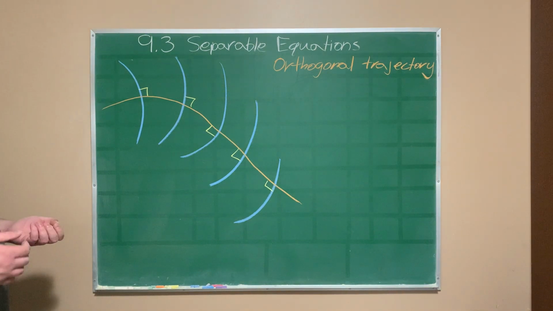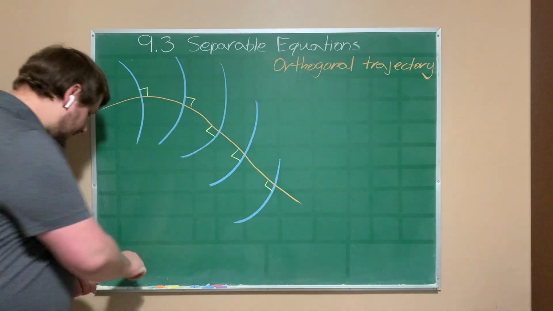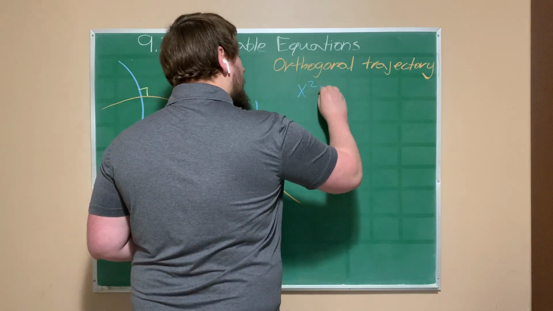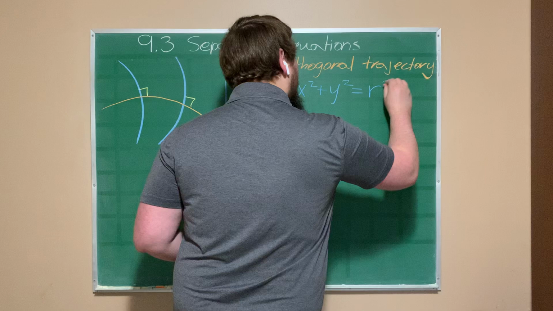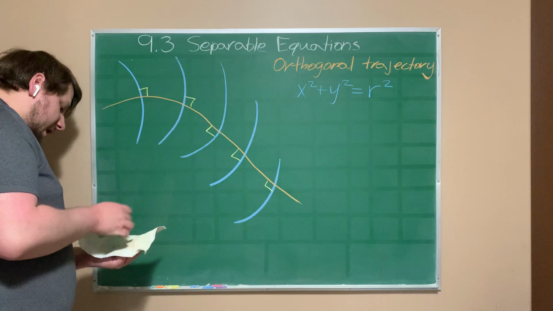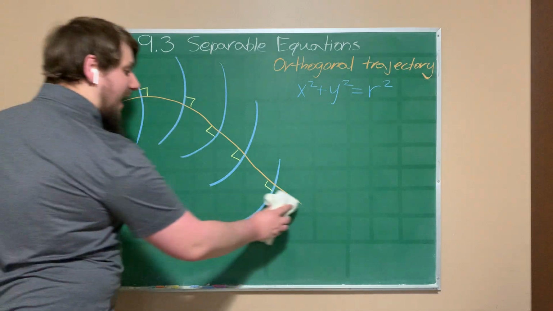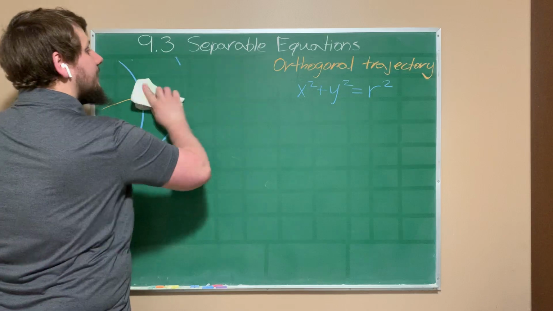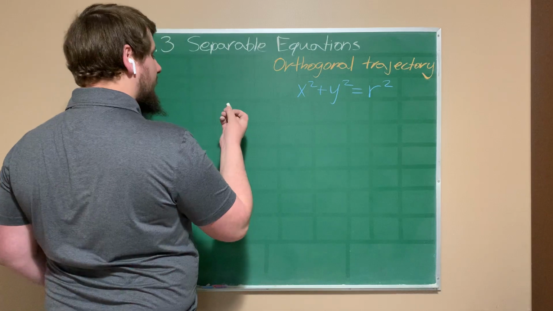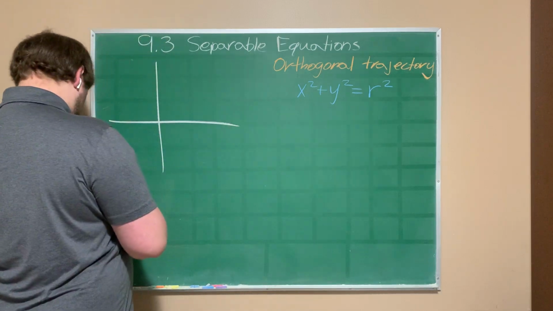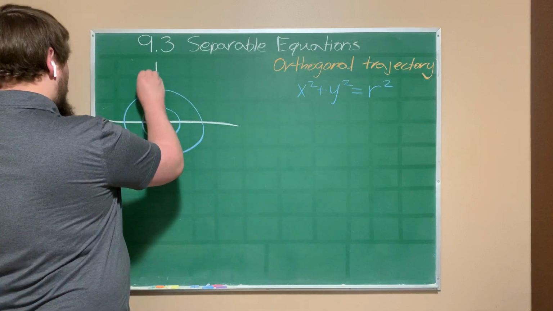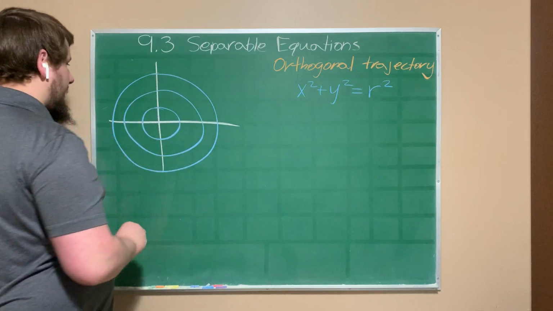Another good example of orthogonal trajectories is, imagine the family of curves x squared plus y squared equals r squared. This is a family of curves that we should be fairly familiar with at this point. These are circles centered at the origin with different radii. So these are concentric circles all going around the origin. So we're looking at something like a family of curves like this. Right, like a big bullseye.